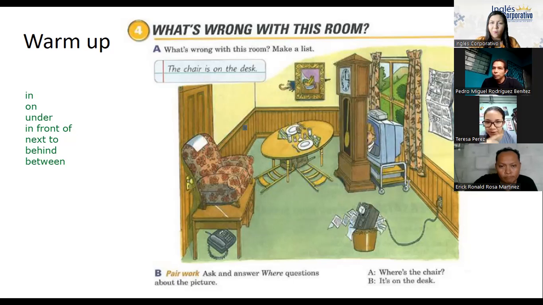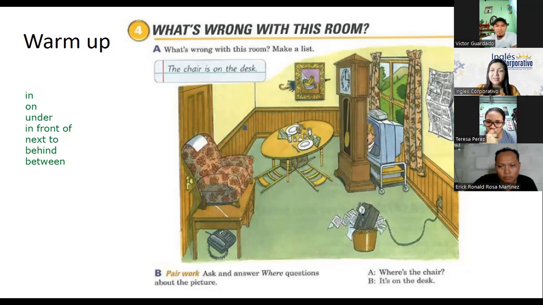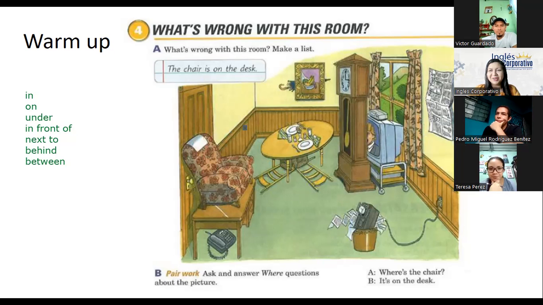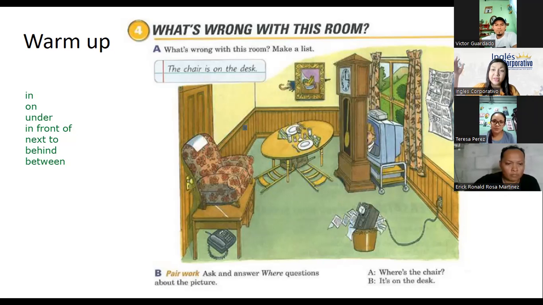The newspaper is next, quiero ver, next to. Ay, no sé cómo se dice, pero el periódico que está en la pared. Entonces sería the newspaper is on the wall. Okay, the newspaper is on the wall. Ajá, so on, en la pared se dice on. On, okay? Porque está sobre la pared. Okay, Victor. Thank you, Teresita. Good job.